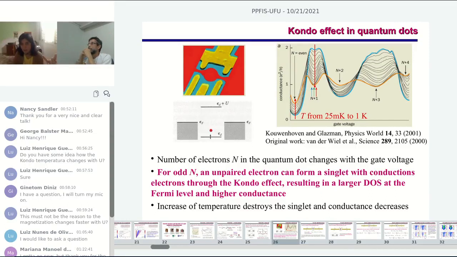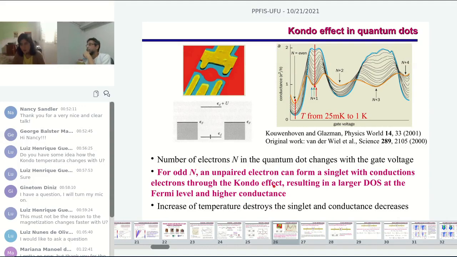It's like an artificial atom because there is confinement in all the directions. And if it's like an atom, we again have energy levels, not bands. The energy is well defined. And it's a similar situation as before. So the electron that exists here in the quantum dot is like the impurity, and it's coupled to conduction electrons through these contacts. The number of electrons in the quantum dot changes when we change the gate voltage, so we can have the situation with an odd number of electrons in the quantum dot. And if this is the case, we have an unpaired electron there that can form a singlet with the conduction electrons at very low temperatures through the Kondo effect.